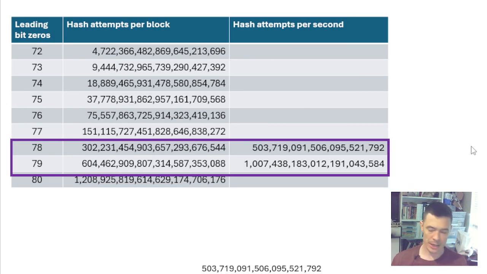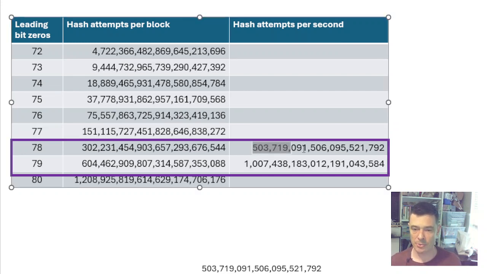Okay, so I cheated a little bit before this video, and I backed into some numbers. So this number here is this number just divided by 600 seconds to make a 10-minute block. So this is the hash attempts required per second. This is roughly 500 exahash per second, which equates to over 300 sextillion hash attempts per block.